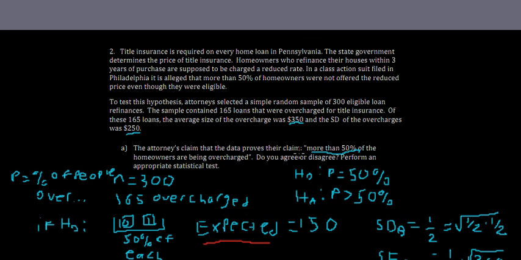Next, we're asked to find a 95% confidence interval for the average amount of overcharges paid by the homeowners who did not get the reduced rate. So what do we do for that? Well, we can go back up here and we can say they took a sample of 300 loan refinances. 165 were overcharged, and of the ones that were overcharged, the average overcharge was $350, and the SD was $250.